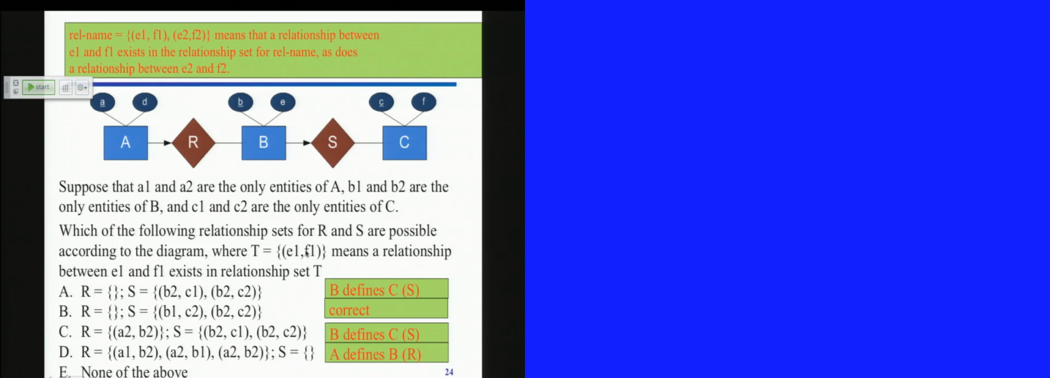Question? I'm not too sure about the arrows. Is there a difference between the arrows pointing from B to S, or can you have an arrow pointing from S to C? Can you have an arrow from S to C from the relationship to entity? No. Okay. So the arrow would be going from the entity towards a relationship and not the other way around.